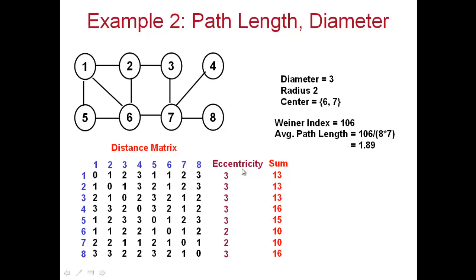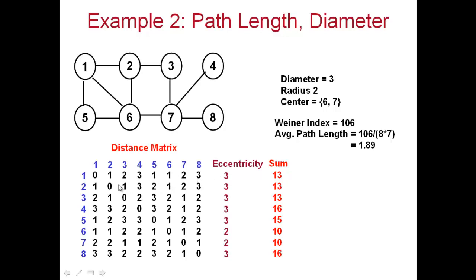Once you get the distance matrix, you can come up with what is called the eccentricity of the vertices. Eccentricity is a node level metric. For each vertex you can compute the eccentricity of the vertex, which is the maximum of the shortest path length from that vertex to the rest of the vertices. So in this row for vertex 1, the maximum value is 3, and that is the eccentricity of vertex 1.